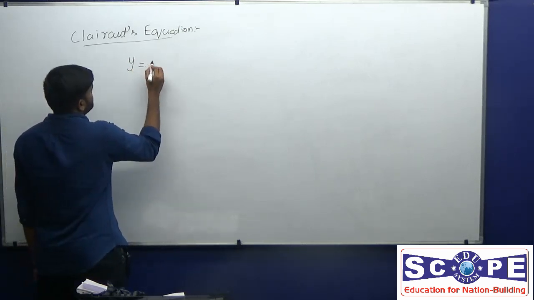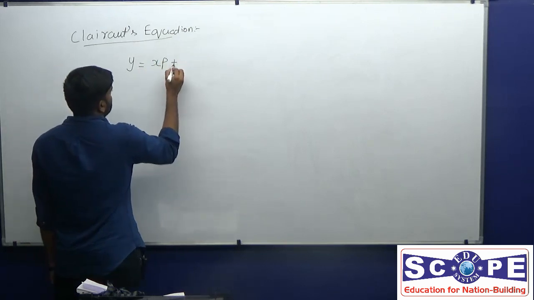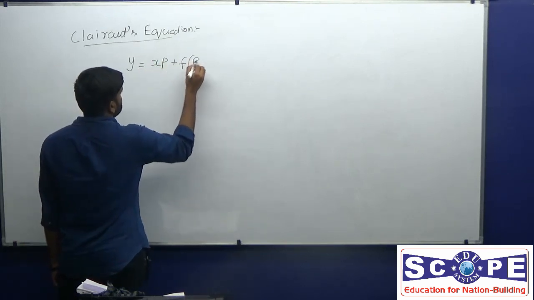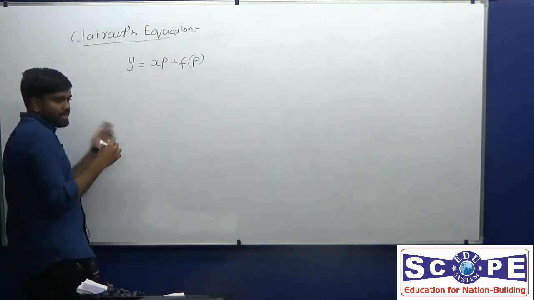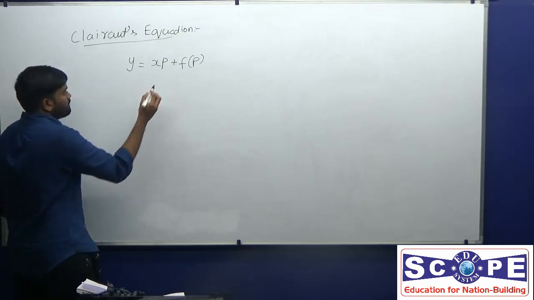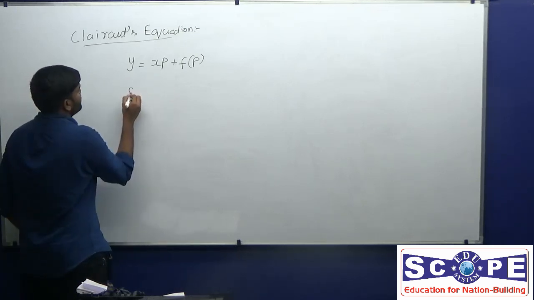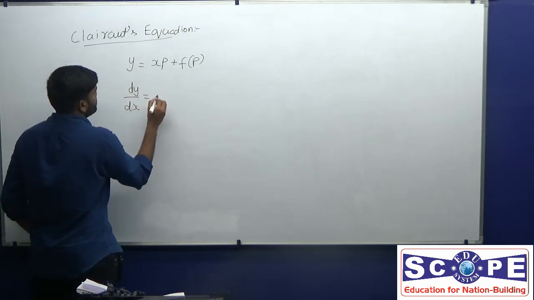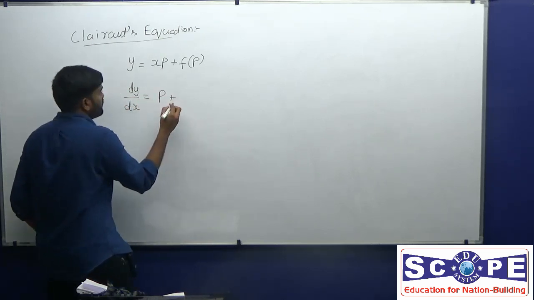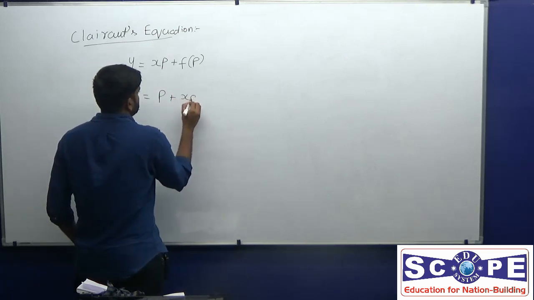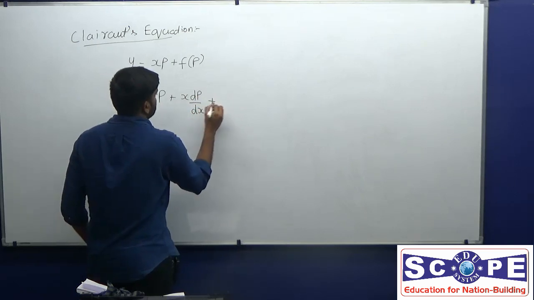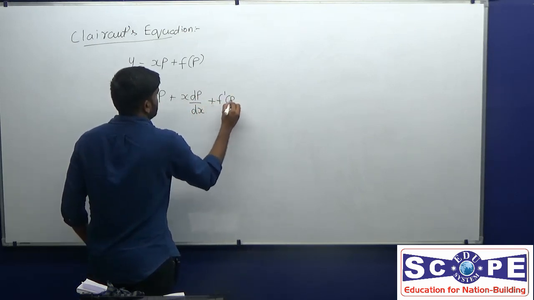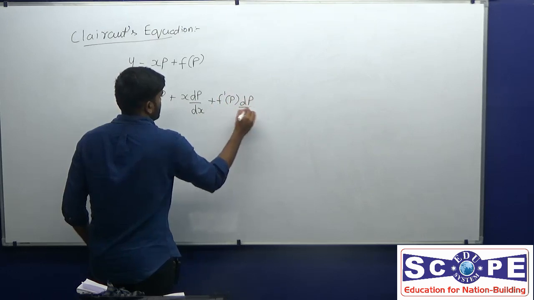When we get equations in this form, y equal to xp plus f of p, you remember that p is nothing but dy by dx. So when we have these type of equations, if you differentiate it, we will get dy by dx equals to p plus x dp by dx plus f dash p dp by dx, right?